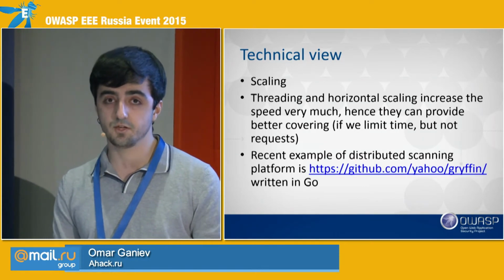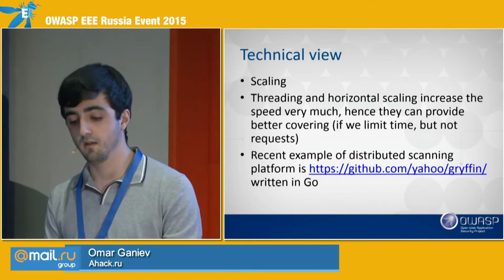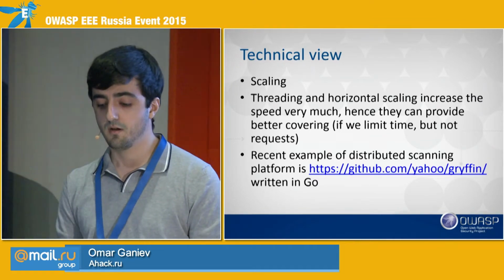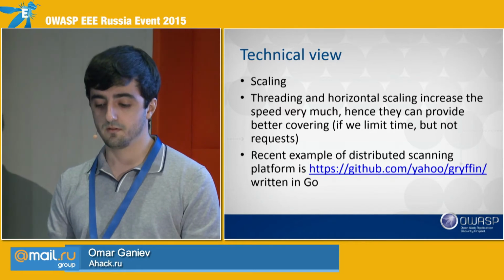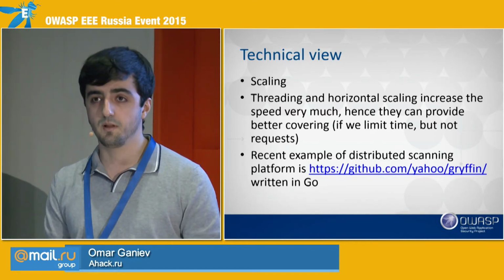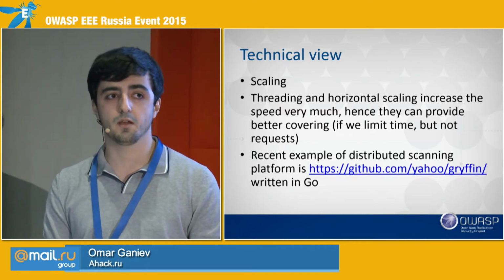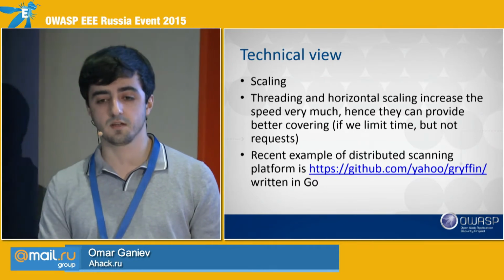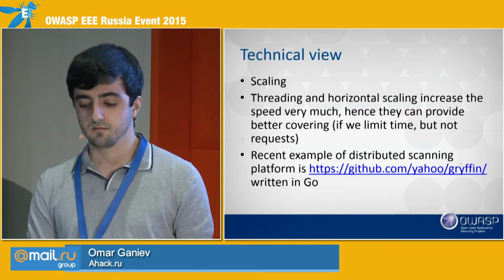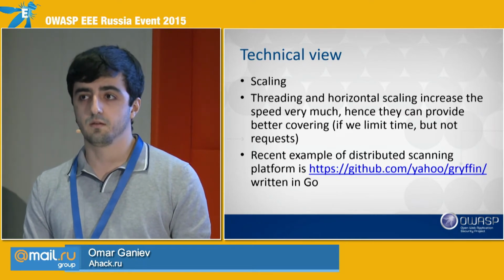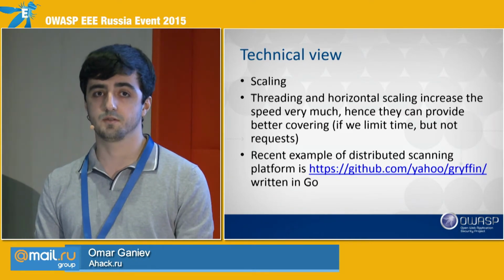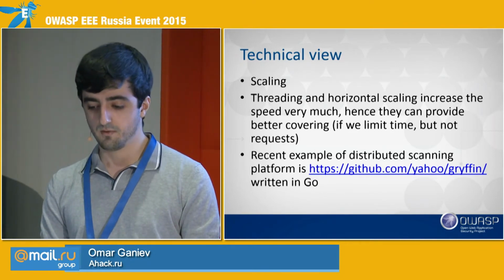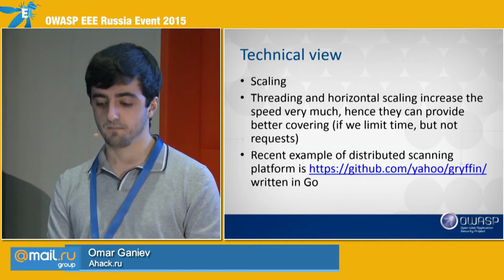Another technical issue is horizontal scaling. Not long ago, I saw this release by Yahoo. It's called Gryffin and written in Go. It is a platform for distributed application scanning. You can write modules for it, you can extend it, and it provides good horizontal scaling. You can deploy it on many servers and scan the app. I haven't used it actually, but I think it's a rather good idea.